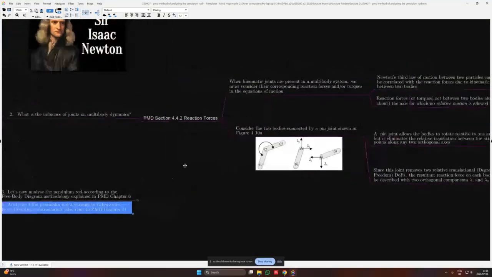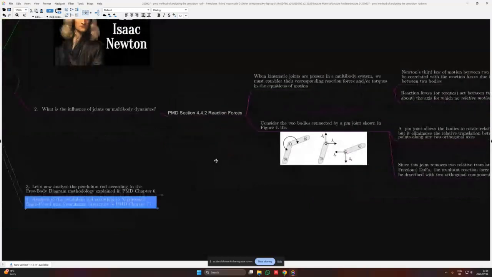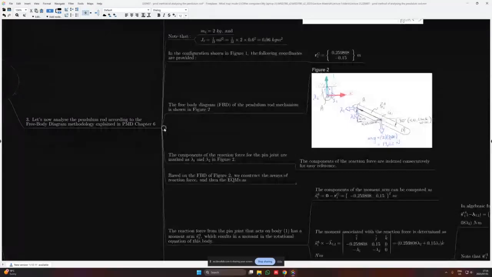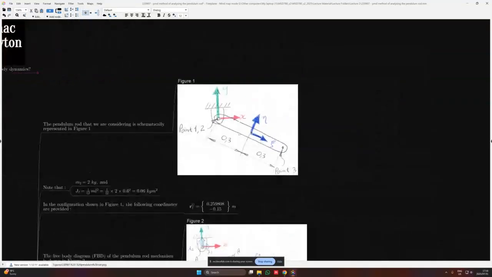All right, I think that was a brief overview of the revolute joint as well. Now we jump into section 3, where we're going to expand a bit on the pendulum rod and how the revolute joint is handled there. Section 3 also follows the free body diagram methodology, which is explained in the PMD textbook, chapter 6.